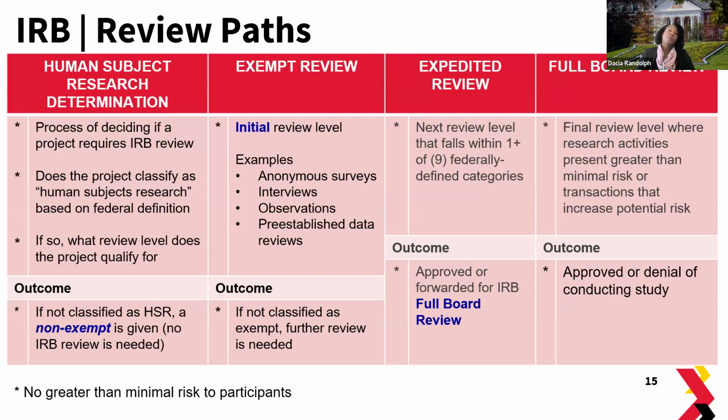However, if it is determined that your particular study does require more review, then you will go to the next level review, which is expedited review. This classification is determined by one of 9 federally defined categories. Unfortunately, I don't have access or even know what that looks like. So that's something for the next review level of the IRB office to do.